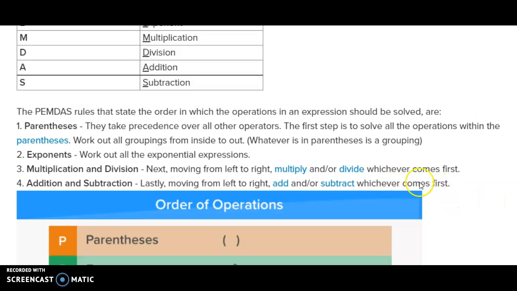Same thing with the multiplication and division. So it's not multiplication before division, it's multiplication or division, whichever comes first. Same thing with addition and subtraction. If an addition comes first, you're going to do that before the subtraction.